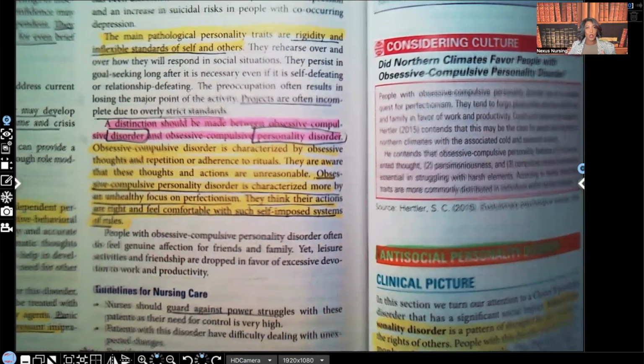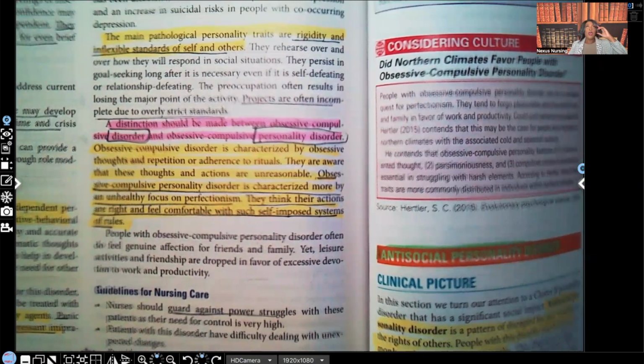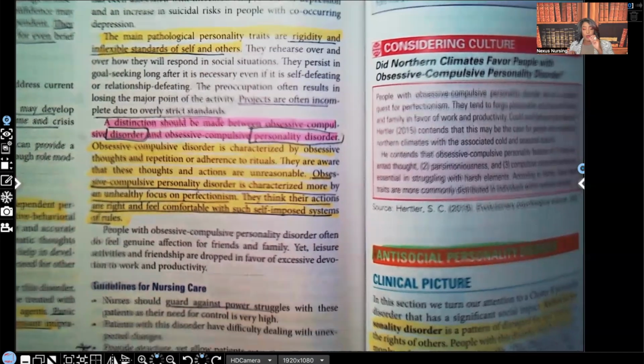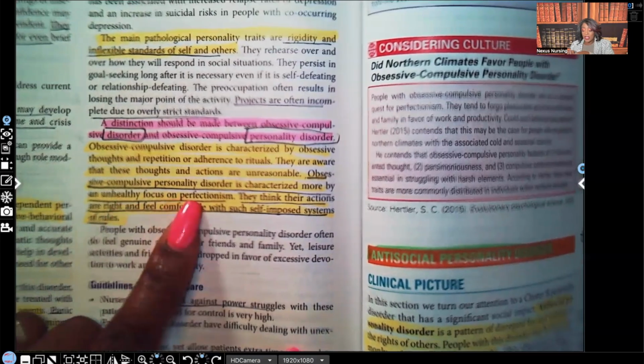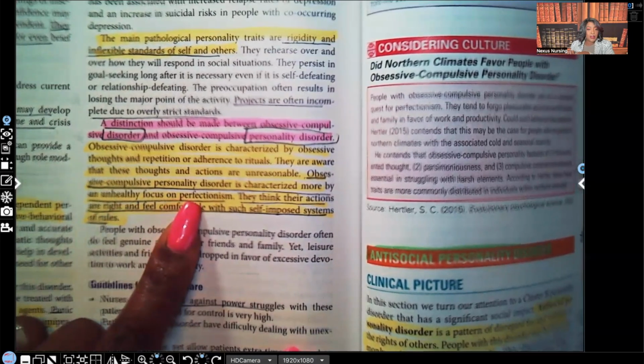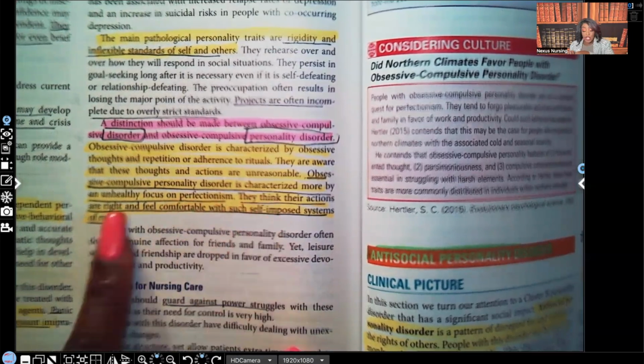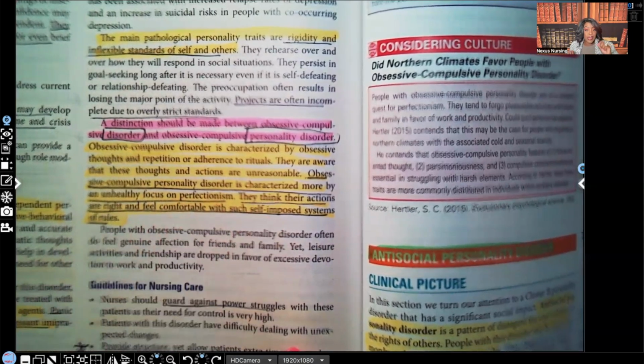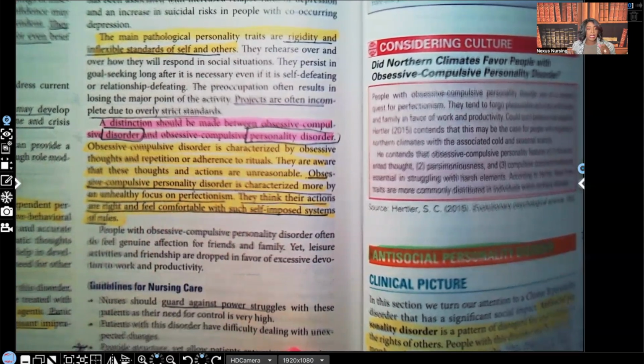So the person with OCD, they have these obsessive thoughts and behaviors that they have to do repetitively. But the person with obsessive compulsive personality disorder, their unhealthy focus is on being perfect. They think their actions are right. Look at this. And they feel comfortable with such self-imposed systems of rules.